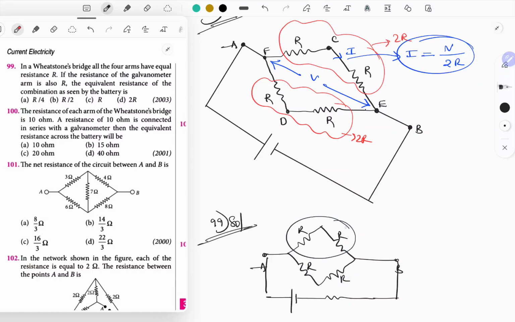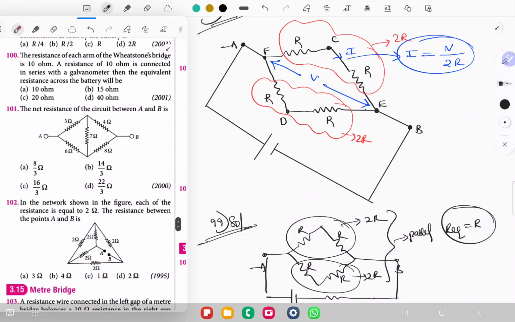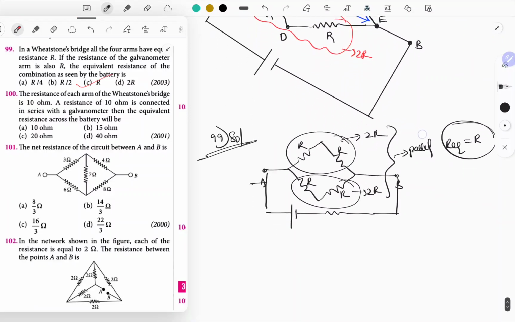These two connected in series, resultant is 2R. These two are connected in series, resultant is 2R. These two connected in parallel, resultant equivalent is going to be R itself. So that is the equivalent resistance seen by the battery. So option C is the correct answer for question number 99. Let's move on to the next question.